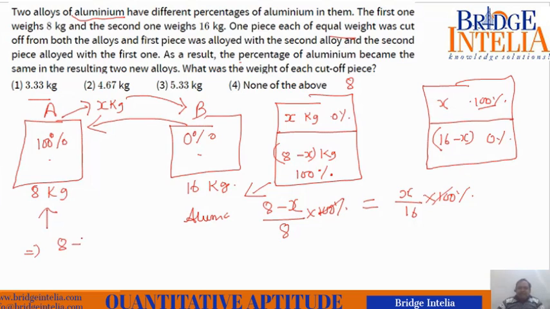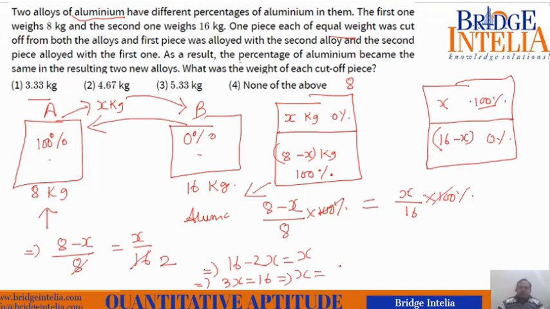So you can say 8 minus x upon 8 is equal to x by 16. So this 8 and 16 will cancel. So from here 16 minus 2x is equal to x. So 3x is equal to 16, which means x is equal to 5.33 kgs. So here we have used the concept of dummy values because initial data is not given. Still we have been asked to solve this question. That means it is independent of the initial concentration.